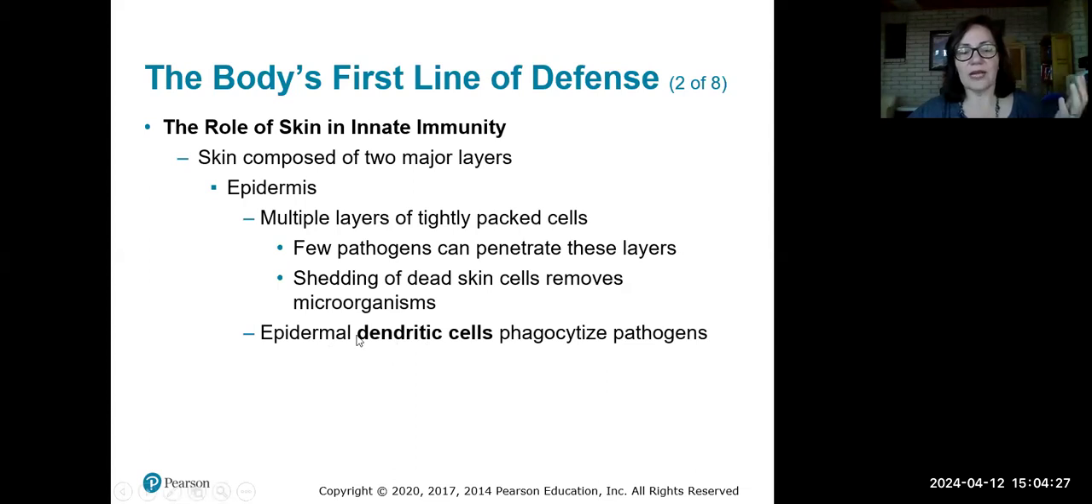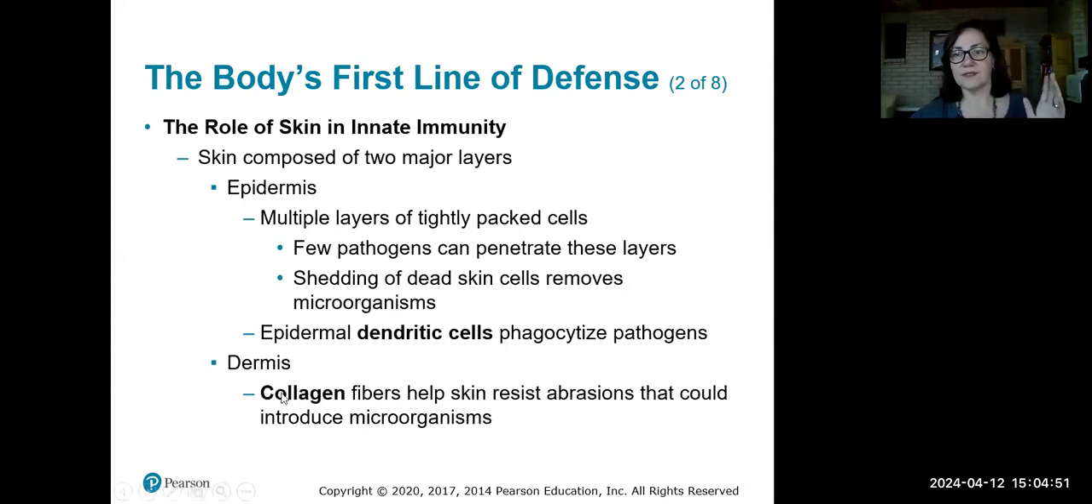Then there are epidermal dendritic cells. We do have cells, our own cells, that are kind of cruising around. I think of these like mall cops. They can't do a huge amount of stuff, but they're on patrol and they can help to alert other cells of the system, alert the larger immune system that something's going on, that we're under attack.